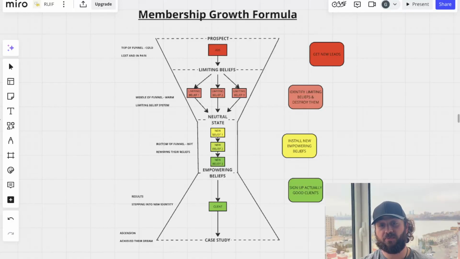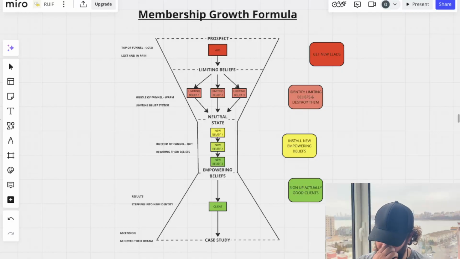And as you can see, as we go from the limiting belief smashing into the neutral state, we need to install new beliefs and understanding that this is what it takes to actually see results. As fitness professionals, we know it takes about 6 months to really see the physical changes, to really see the change in their body, in their mind, in their mindset of what the program is going to do for them. And once we install those empowering beliefs, all of a sudden a client will become a client, right? The prospect will turn into a client.